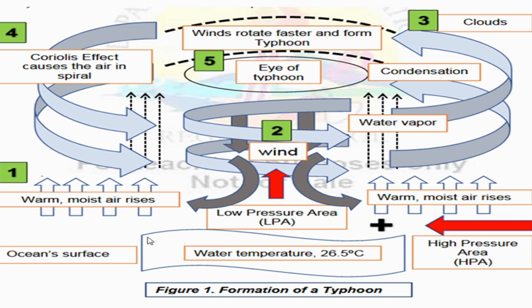Ulitin ko, first ingredient, warm ocean surface. Water temperature, 26.5 degrees Celsius or up. Okay? Yan po yan. Mainit na dagat. Tapos, ang second requirement is the wind, cool air, papunta po dito sa mainit na ocean surface. Ang figure po ng formation of typhoon.